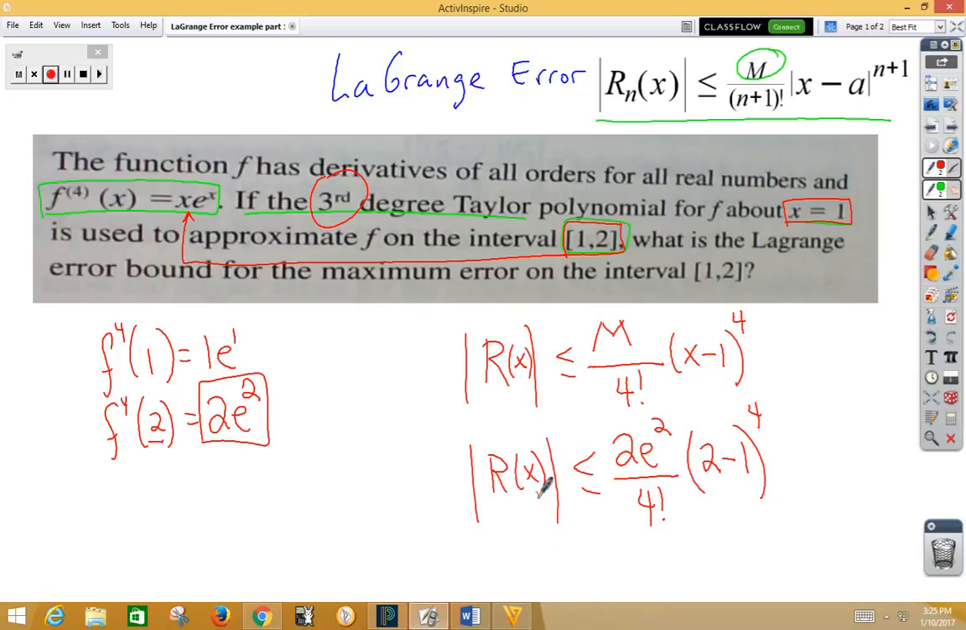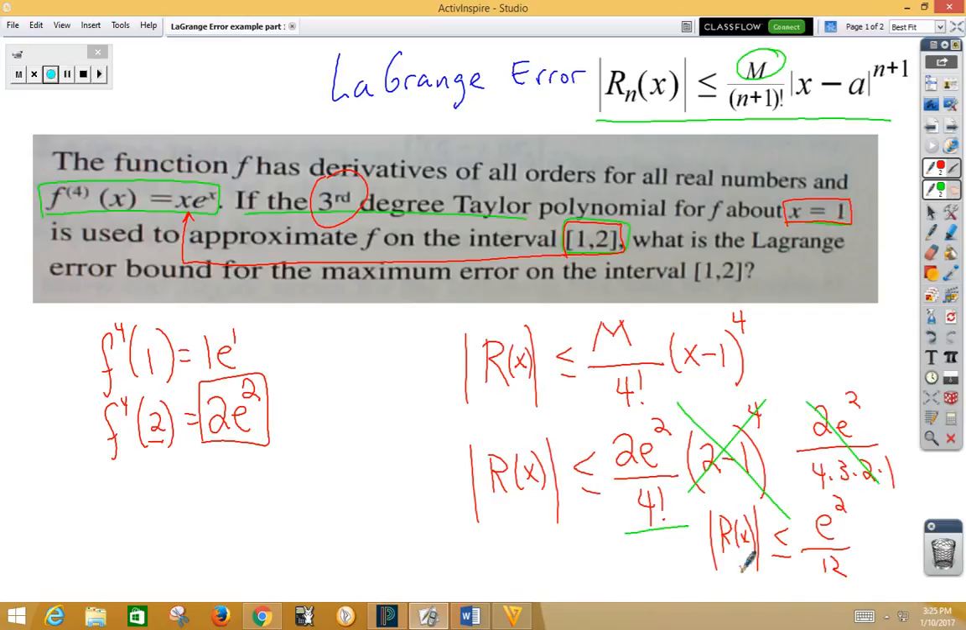Well, I suppose we could clean that up just a little bit if we wanted to. Obviously, 2 minus 1 is 1, and 1 to the fourth power is 1, so we don't really need that portion. So we can either leave our answer as 2e squared divided by 4 factorial, or we could simplify a little bit. 4 factorial is 4 times 3 times 2 times 1. The 2's could cross out, so we could write our answer as e squared over 12. So our error is smaller than that. And that's our Lagrange error.